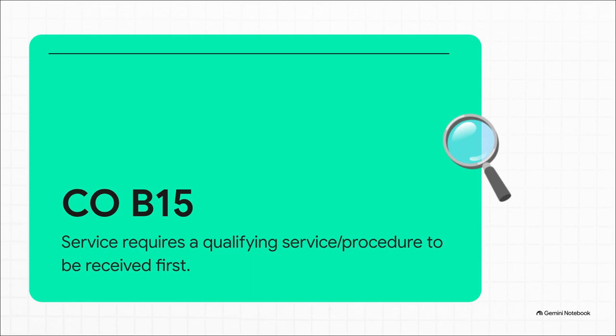Next up, we encounter CO B15. This is what we call a dependent code failure. It enforces super strict sequencing rules. It tells you that the billed service requires a qualifying service or procedure to be received and covered first. Another really similar timing trap is CO B16. This one hits when the strict 3-year rule for new patient qualifications is violated. So if an established patient visit was improperly upcoded and billed as a new patient, like billing a 99205 instead of a 99215, boom, B16 denial.